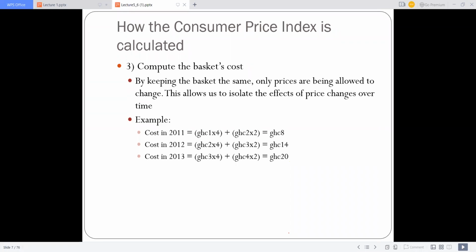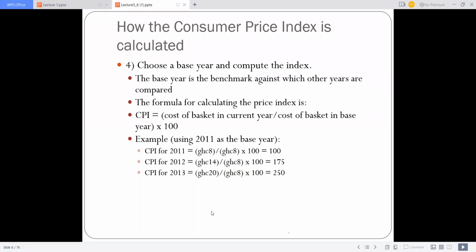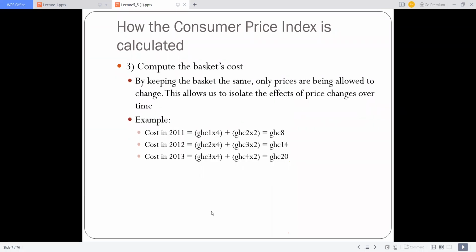Please, is the basket the quantity or the price? The basket shows the cost. The price may not be the cost. When we are talking about the basket, we take into consideration how much is the price of the product and how much I am demanding. That will give me my basket cost.